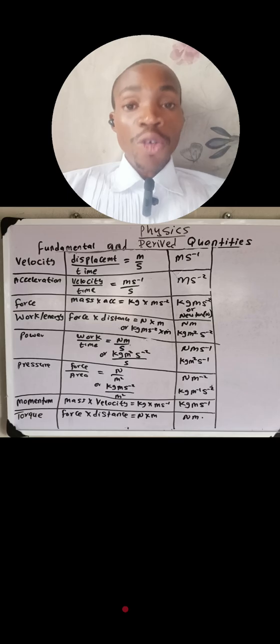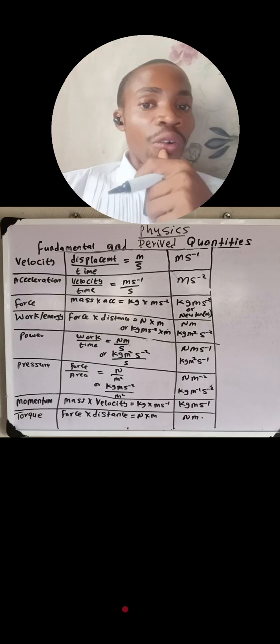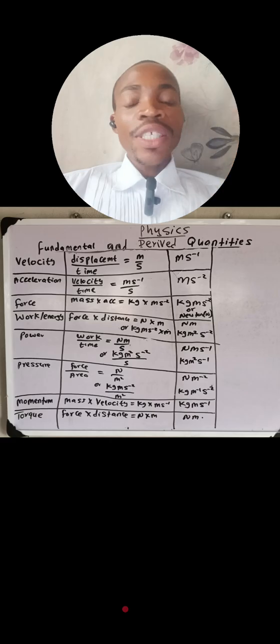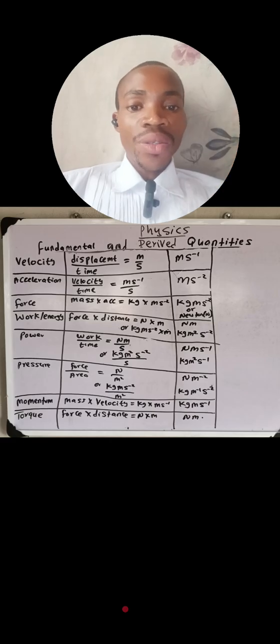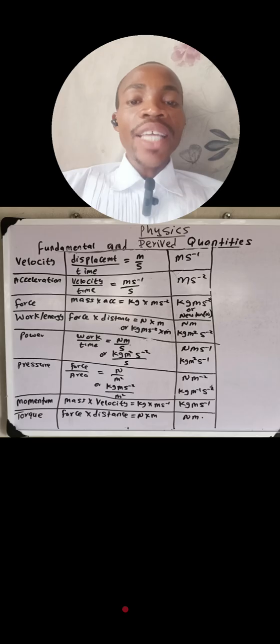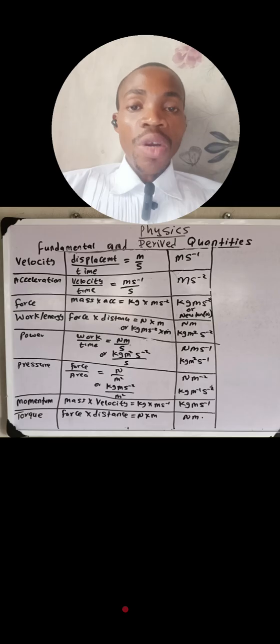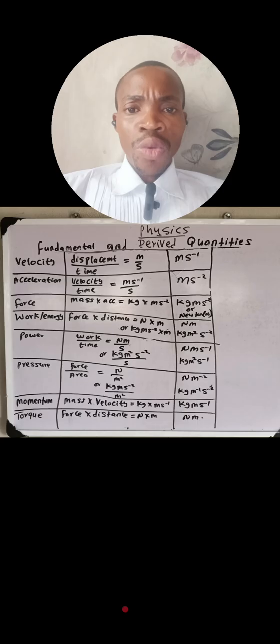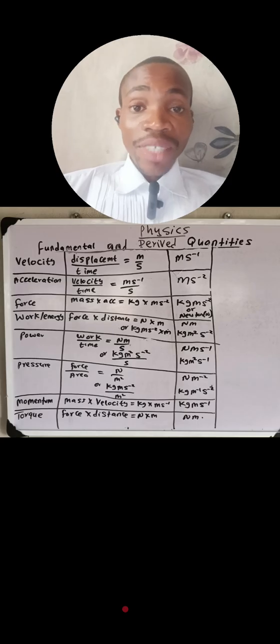We have force. The formula for force is mass times acceleration. And the SI unit can either be Newton or kilogram meter per second square. Please make sure you go through the notes. I'm teaching you as if I'm seeing you. Don't think I'm not seeing you. Okay, let me not go far.